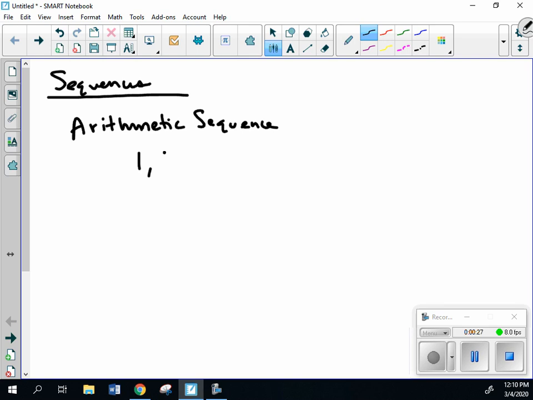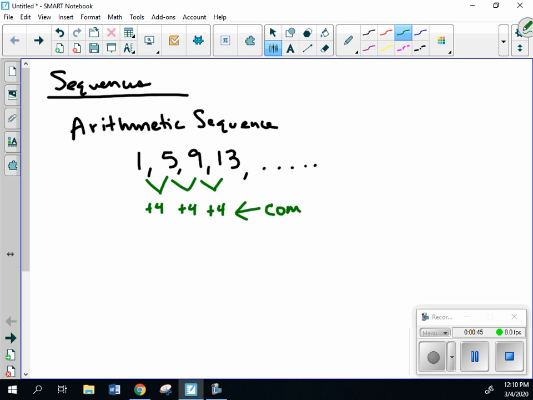So if I have 1, 5, 9, 13, dot, dot, dot, we can see here going from 1 to 5, we're adding 4. 5 to 9, adding 4. 9 to 13, adding 4. This right here is what we call our common difference. And that's because we are adding or subtracting the same number.